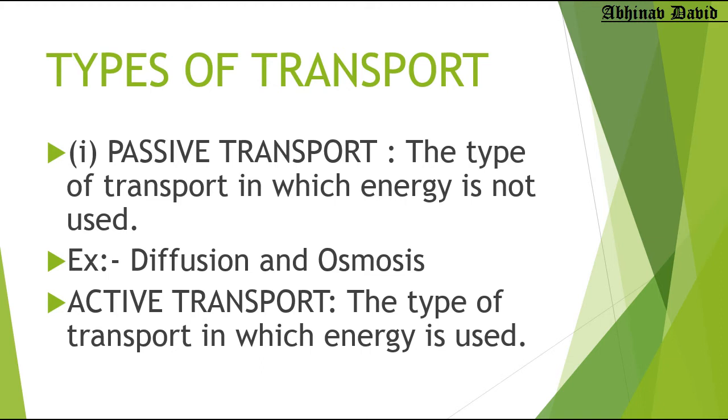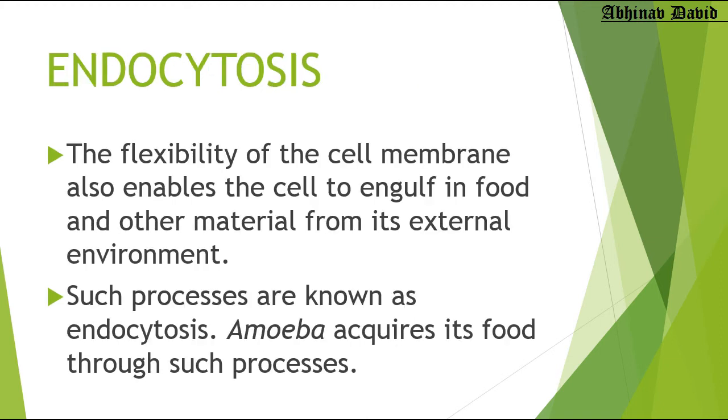Now let us move to the next point, and that is endocytosis. As you see the name, it is made from two words: endo and cytosis. Endo means inside, and cytosis we can simply say cell. So it means inside the cell. Something is moving inside the cell. Now how does it move? Let us study the example of amoeba. Amoeba is the best example to study endocytosis.